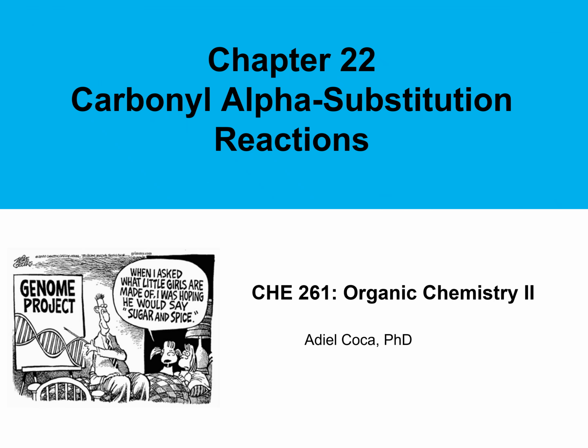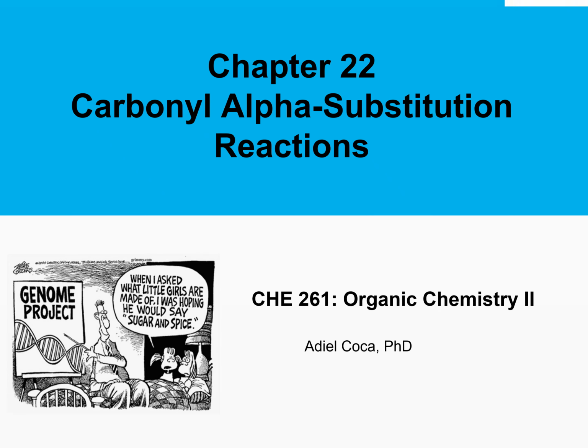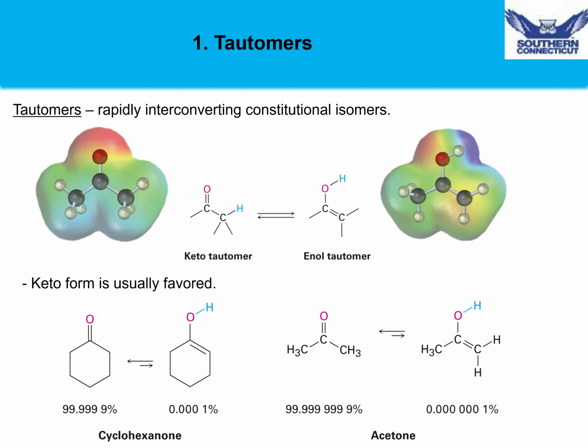In this chapter, we'll discuss the alpha substitution reactions on carbonyl compounds. Tautomers are rapidly interconverting constitutional isomers. The best known example is the keto and the enol form of a ketone and aldehyde.